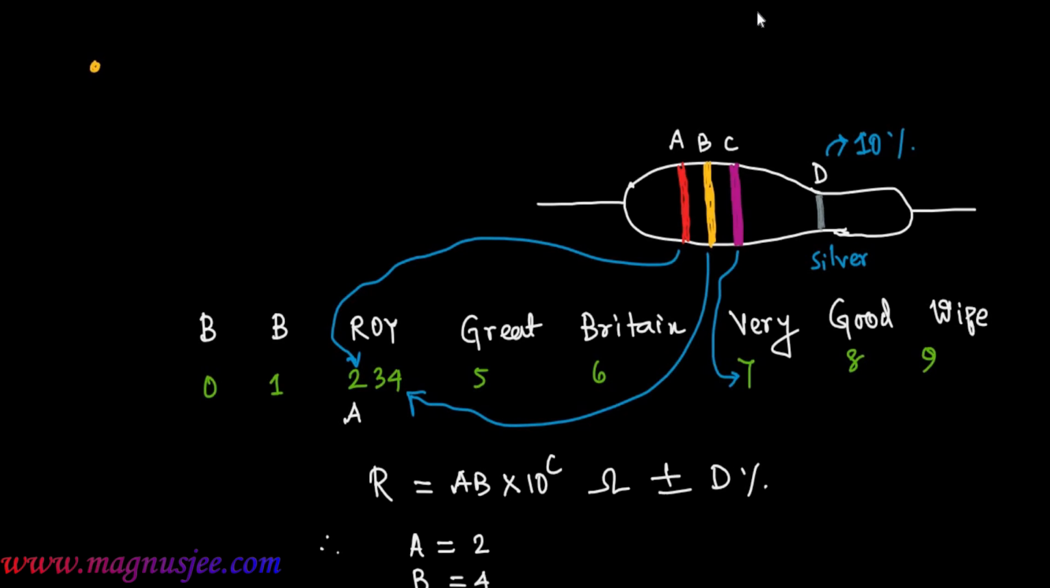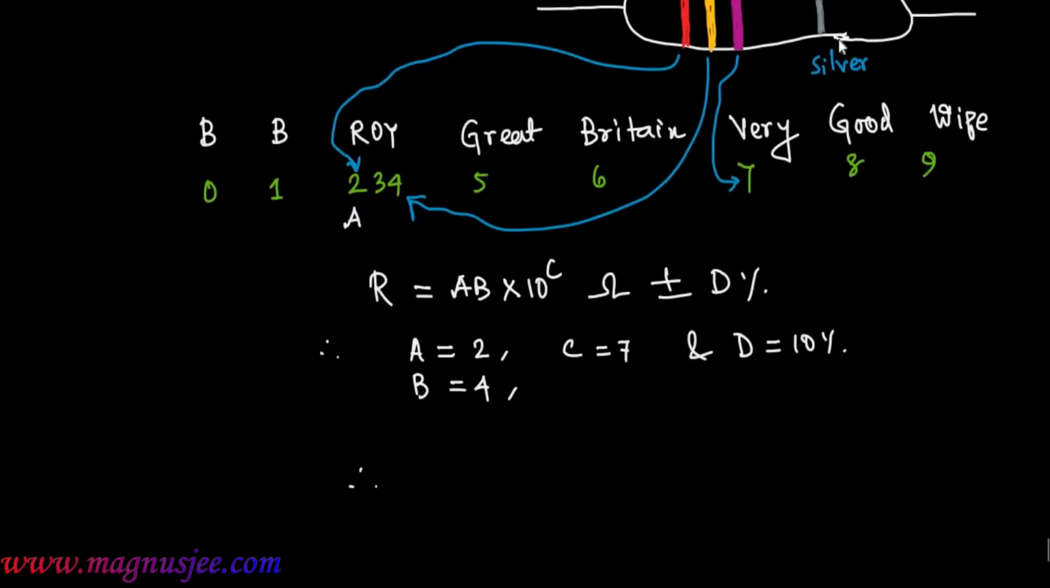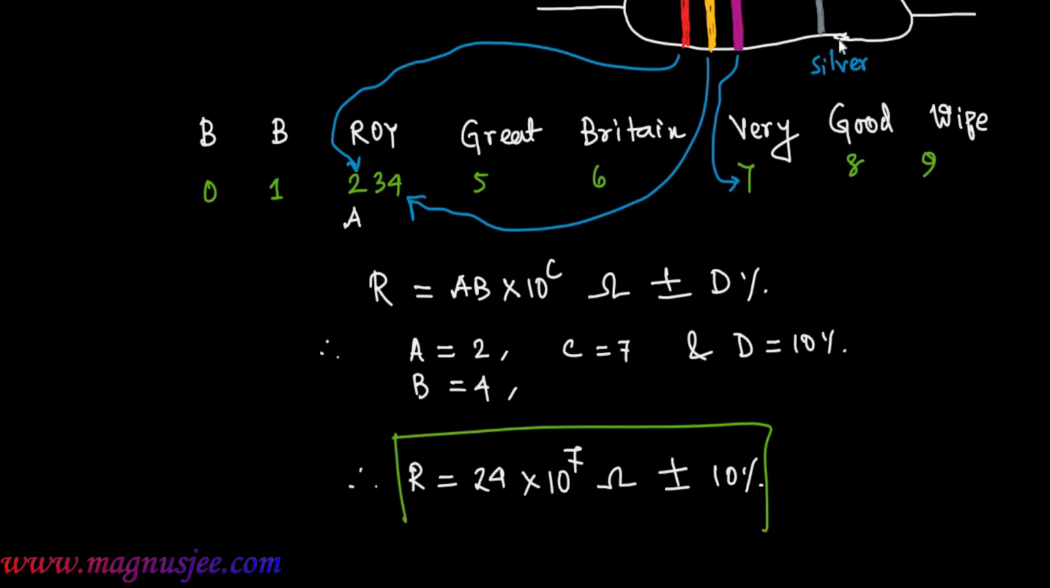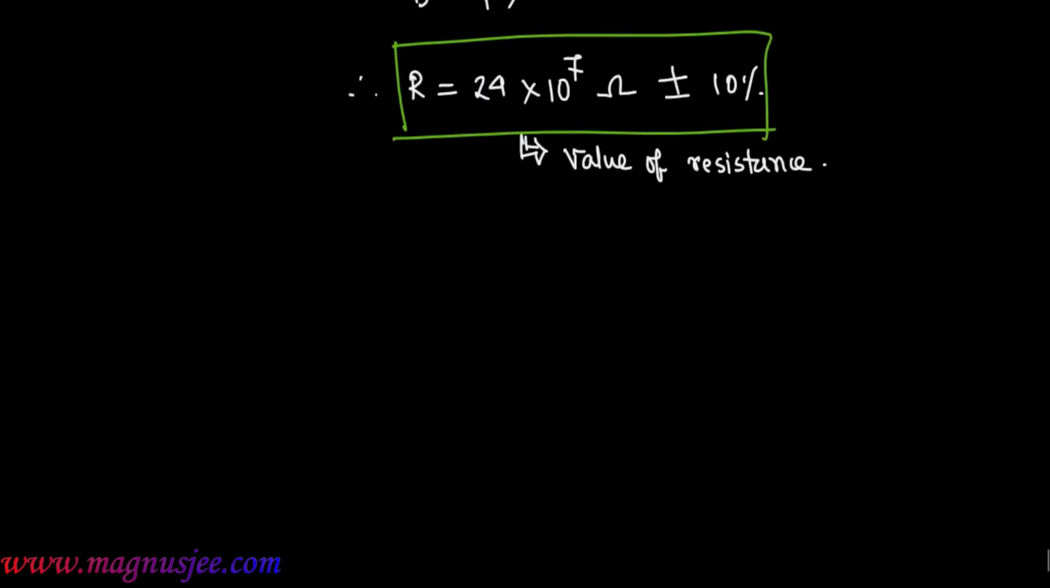Therefore A is equal to 2, B is equal to 4, C is equal to 7, and D is equal to 10%. Therefore the value of resistance of the carbon resistor will be R equal to 24 into 10 to the power 7 ohm plus minus 10%. This is the value of resistance of the carbon resistor, which is derived by using the color code of this carbon resistor.